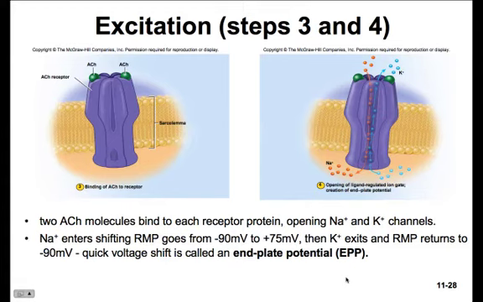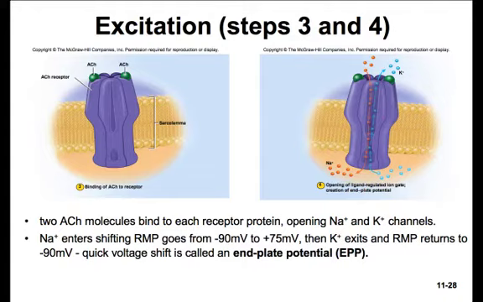Again, you'll understand this more when we look at the neurobiology. But the basic story here is acetylcholine binds to the receptor, sodium rushes in, and that changes the electrical potential of the cell on the other side of the synapse, which causes it to propagate a signal.